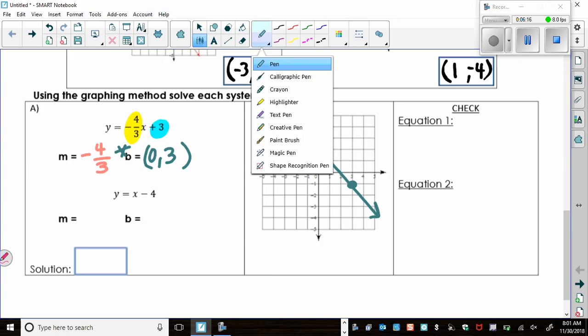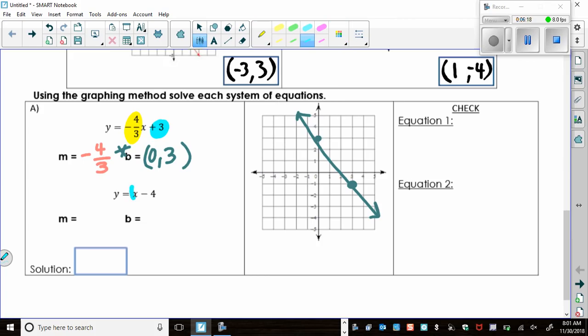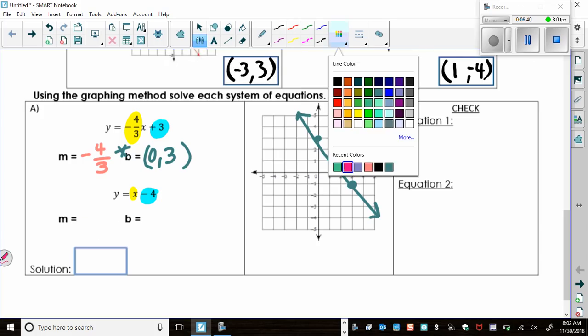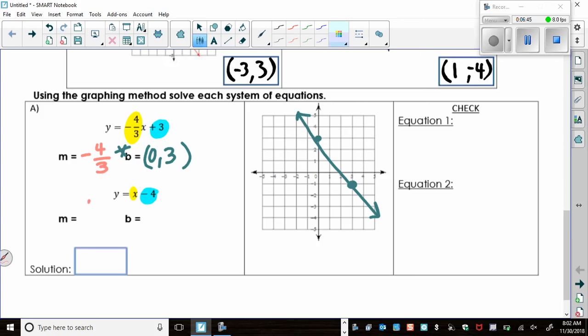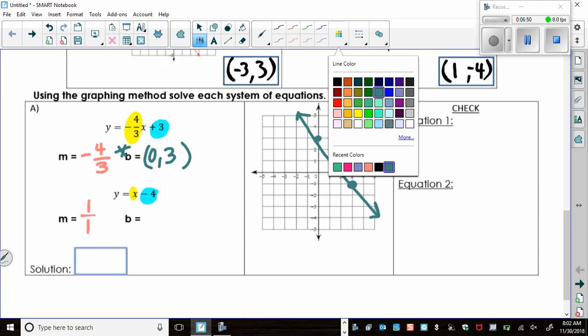My slope for the next one is 1. Actually, we use the same color, so I don't confuse you guys. Slope is 1 because the number in front of that x is a 1, and the y-intercept is negative 4. So let's write that down. Slope is negative 4. Oops, negative 1, I'm sorry. And then the other one, 1/1. The y-intercept is 0, negative 4.